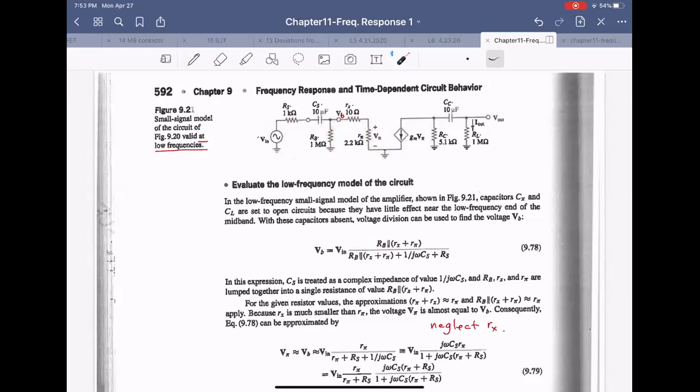So as shown here, r pi, maybe ignore this one, Rx. This is small, and r pi is about 2 kilo ohm. Rx is 10 ohm. You can ignore this one, small, ignore. And RB paired with the r pi: RB is 1 mega ohm, r pi is about 2 kilo ohm. So this is almost r pi. You can ignore this one. So we can simplify using this one.